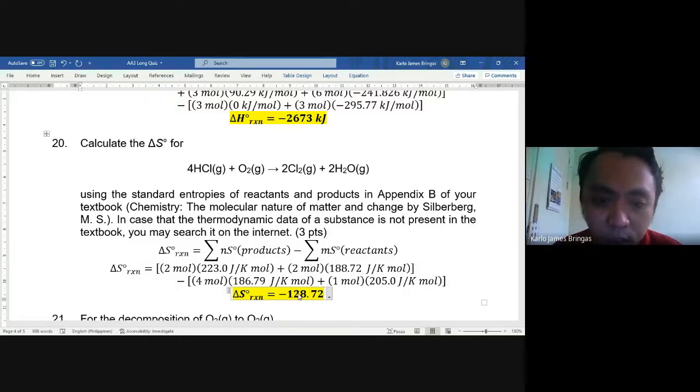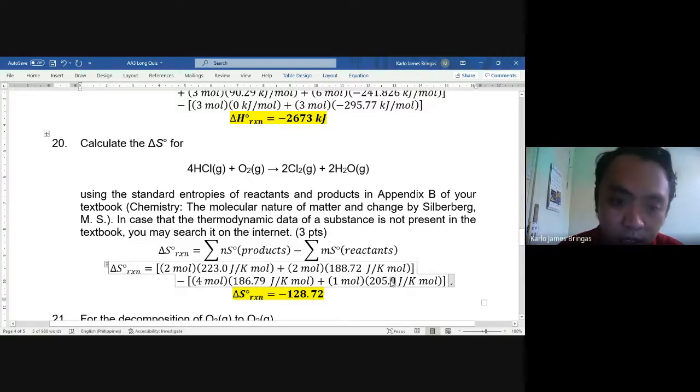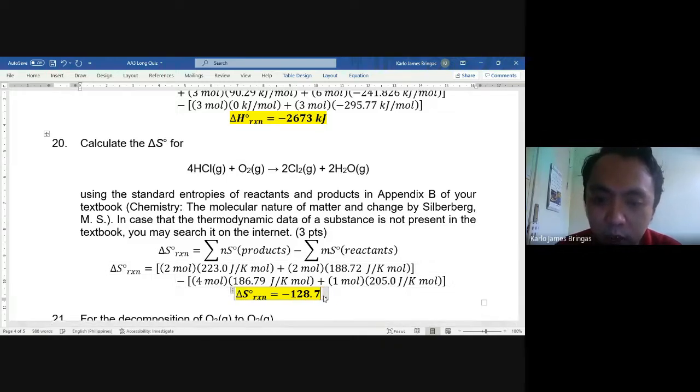So that's what I get using my calculator. Expressing this one to the correct number of significant figures: this one has 1 decimal place, 2 decimal places for this one, 2 decimal places for this one as well. And for our last entropy, this has 1 decimal place. So my final answer should also have 1 decimal place. My answer that I'll report is negative 128.7 joule per Kelvin.